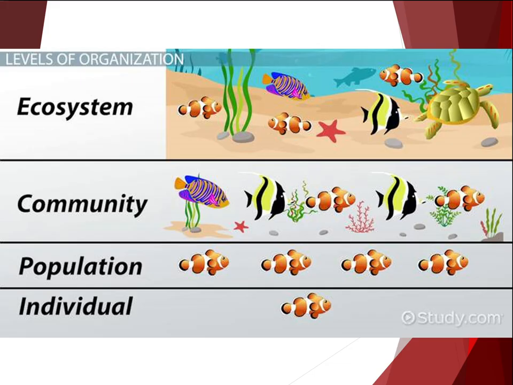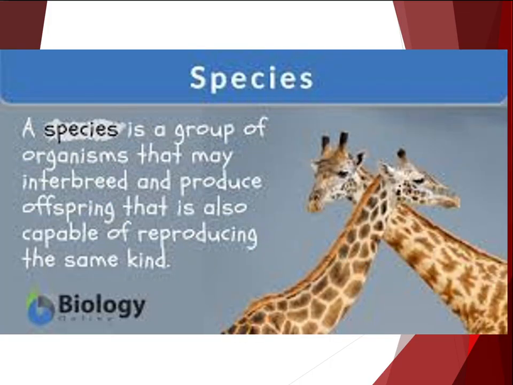A community refers to a collection of interacting species or populations within an ecosystem. And a population is a group of individuals of a species within a community. A species is defined as a group of interbreeding organisms that can produce fertile offspring.